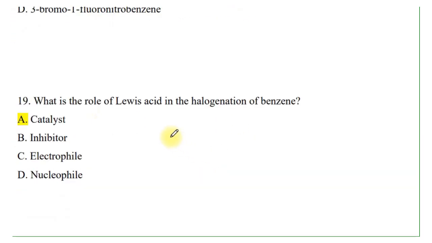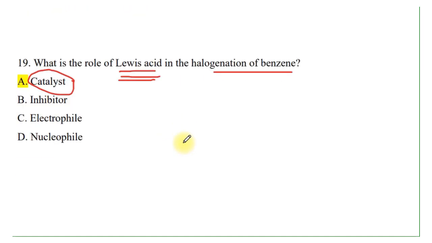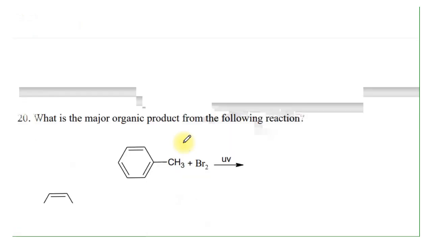What is the role of iron bromide in halogenation of benzene? For sure it acts as catalyst. Without catalyst, the electrophilic aromatic substitution of halogenation, alkylation, acylation, or bromination of benzene won't happen. The catalyst is very important for the reaction of electrophilic aromatic substitution of the benzene ring. Please take note.